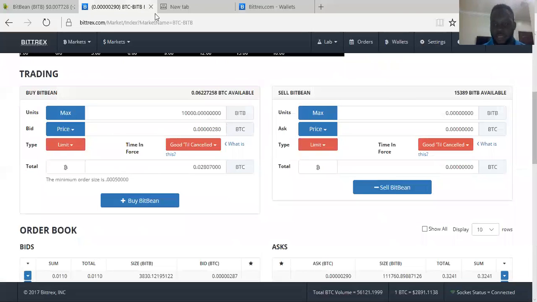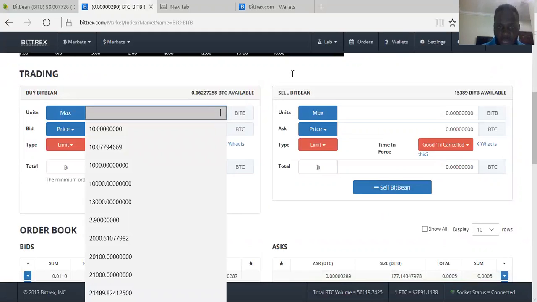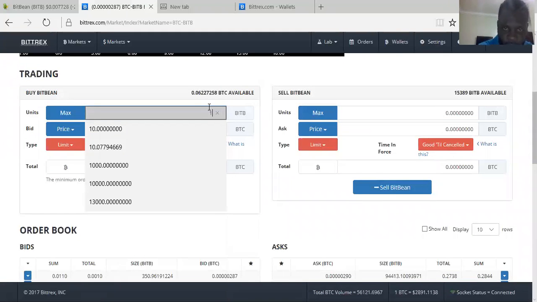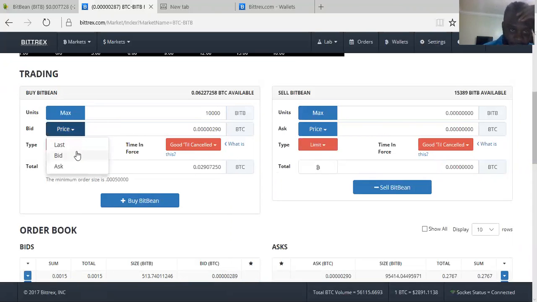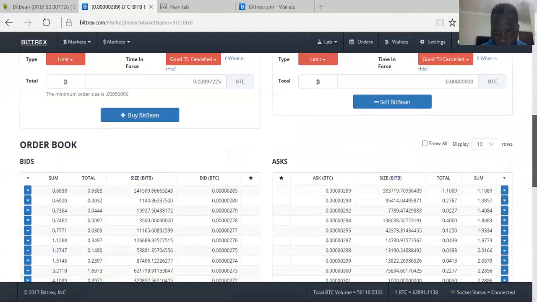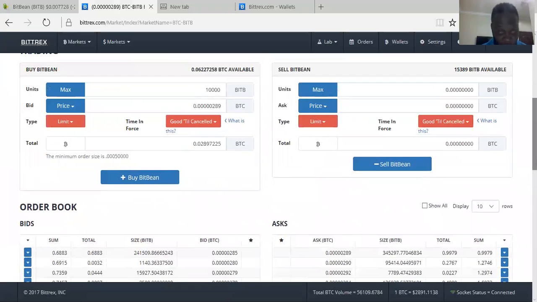So you want to buy Bitcoin. What do you do? For instance, let's say I want to buy 10,000 Bitcoin at the max price. I could use the last price. Last price is 287. If I want to buy it fast, ask price is 290, and bid is 289. Okay, the spread is not much. Bitcoin is rising again.